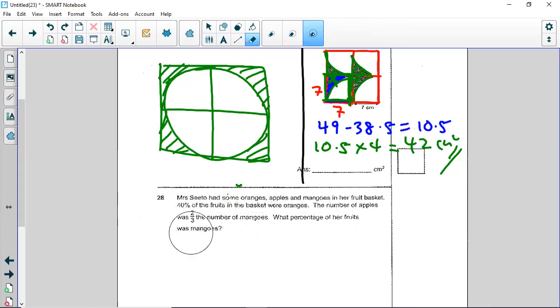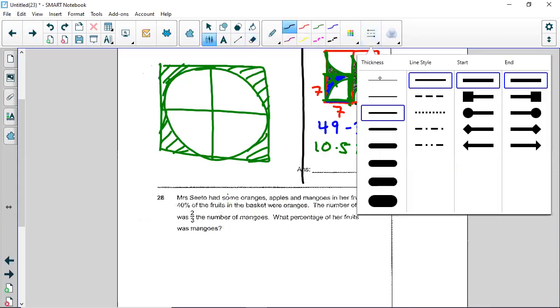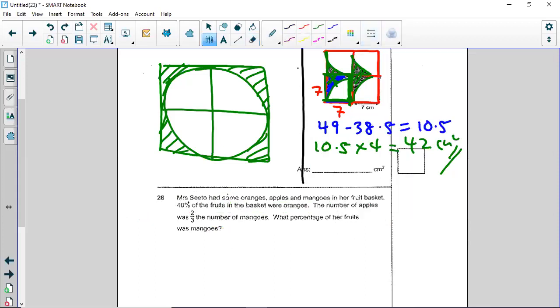And then we are going to change the percentage into a fraction. And then we are going to do arrow pointing. So your 40% is 2/5. And this 2/5 is talking about what? The fruits in the basket, right? And the apples is 2/3 of the mangoes. So the apples is 2 and the mangoes is 3. All right, now the problem becomes a fraction problem.